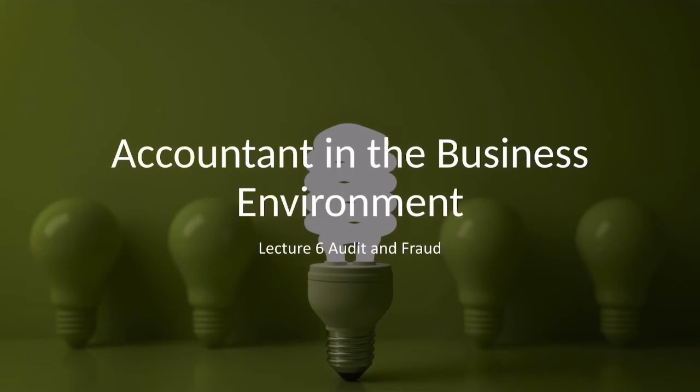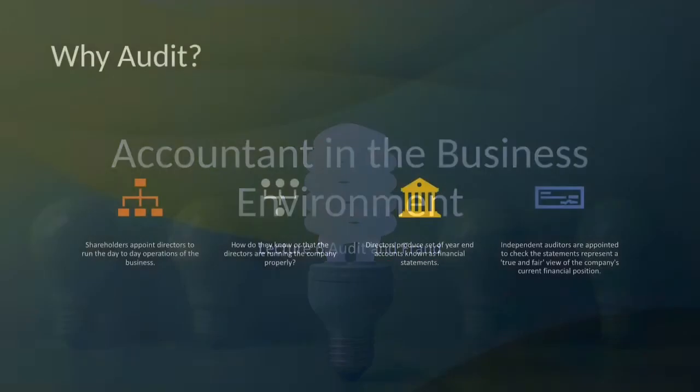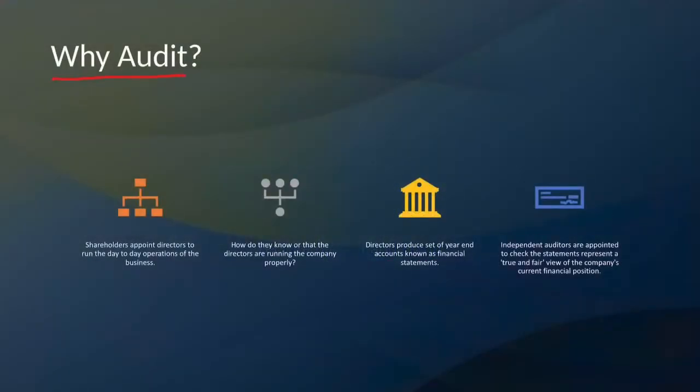In today's session, lecture 6, we will be learning about audit and fraud. So first of all, we will understand why we need an audit, because shareholders appoint directors to run the day-to-day operations of the business. How do they know that the directors are running the company properly, right? Directors produce a set of year-end accounts known as the statement of financial position. Independent auditors are appointed to check that the statement represents a true and fair view of the company's current financial position. So that is exactly what we should be knowing about audit and fraud.